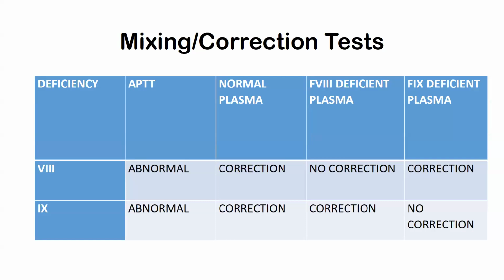When you go to the lower side, it's a factor 9 deficiency. Both APTTs will be abnormal, and normal pooled plasma will correct. Factor 8 deficient plasma will correct because it will have factor 9. However, if you mix with the factor 9 deficient plasma, there will be no factor 9 in that plasma, and the patient also doesn't have factor 9. That's why there's no correction. Basically, this is just an explanation of what we do. But in the lab, what we give out as a report for the clinician is in seconds. So you analyze whether it corrects or doesn't correct based on the initial APTT report. Next.